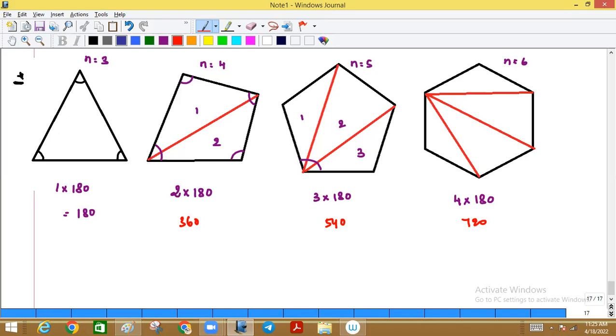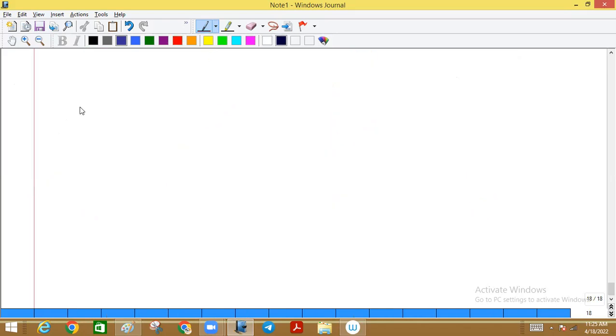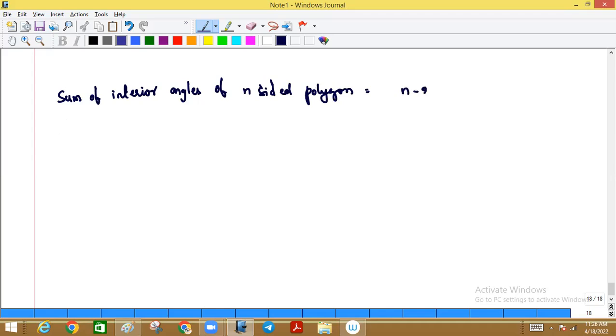Okay. Therefore, for an n-sided figure, you can divide it into how many triangles? N minus 2 triangles. Therefore, I can say sum of interior angle of n-sided polygon is equals to how much? N minus 2 into how much? 180. Right?